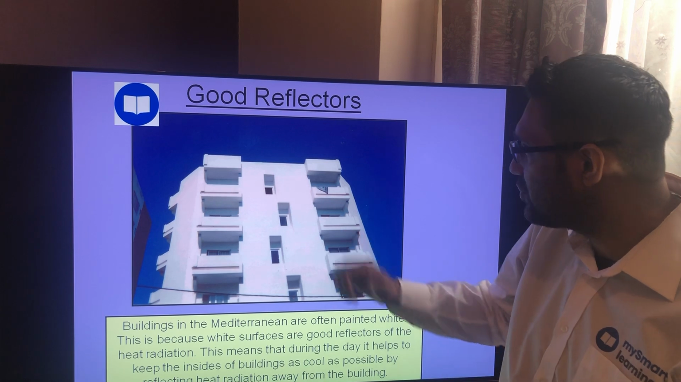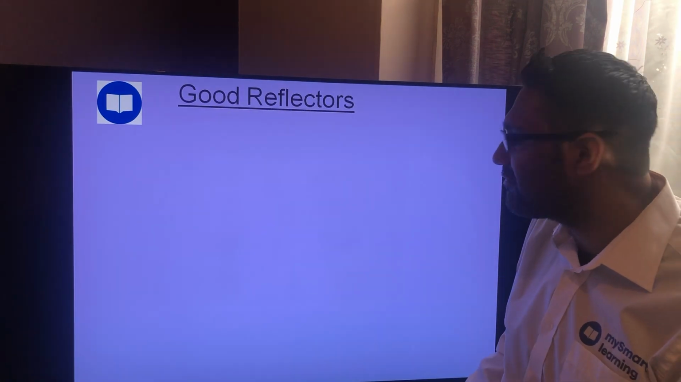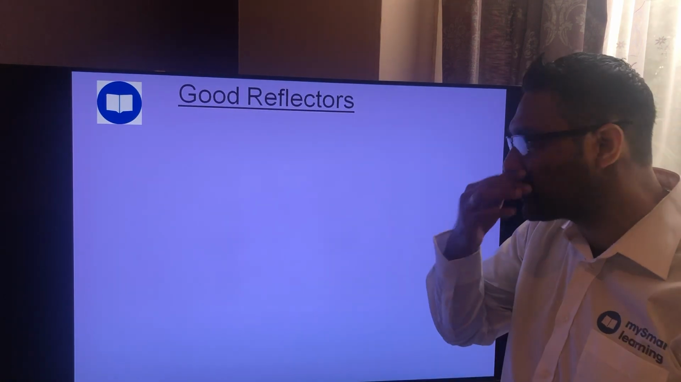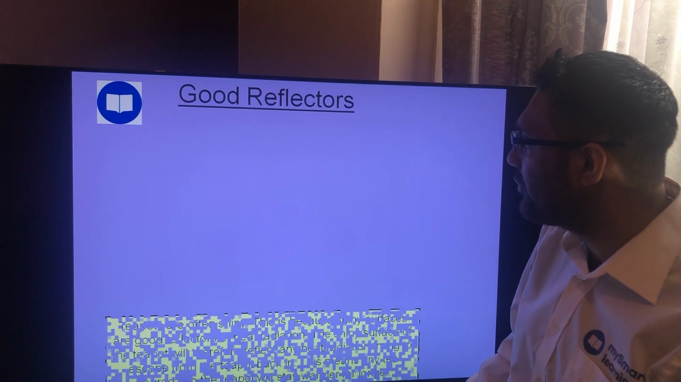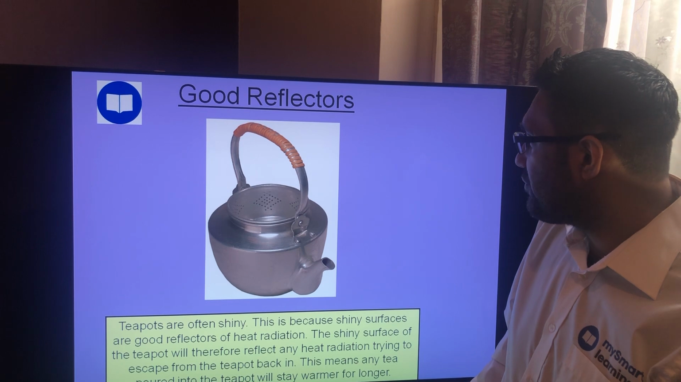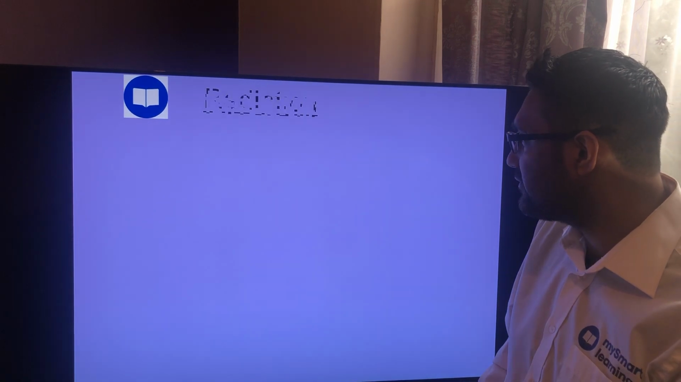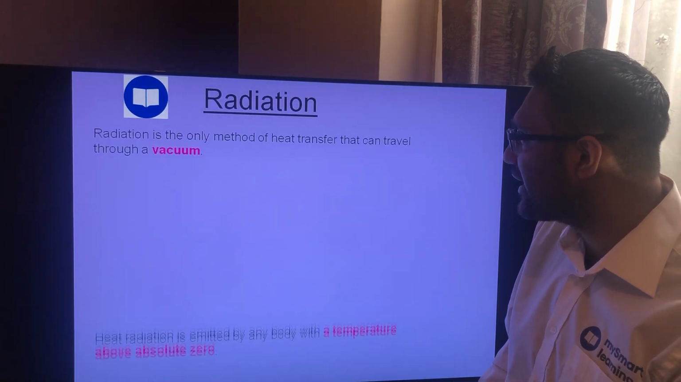Okay, so in the Mediterranean, you'll see white buildings like that. They'll have flat roofs as well. They don't have roofs like ours because they don't get much rain, so there's no point having pointy roofs to have that rain go off. Good reflectors then will be silver. Silver is shiny and reflects.